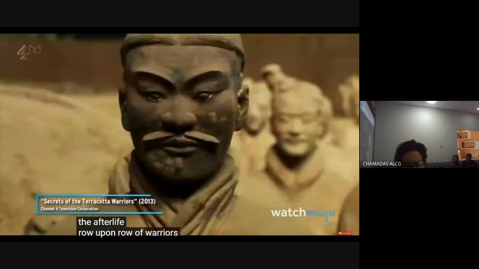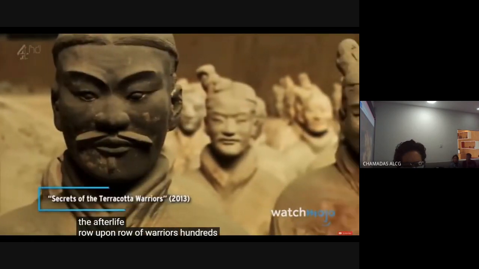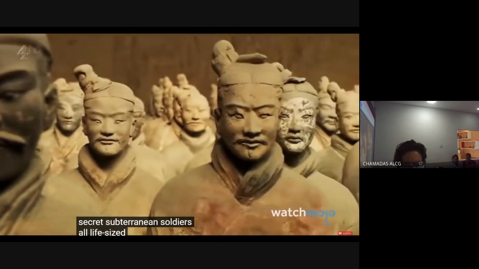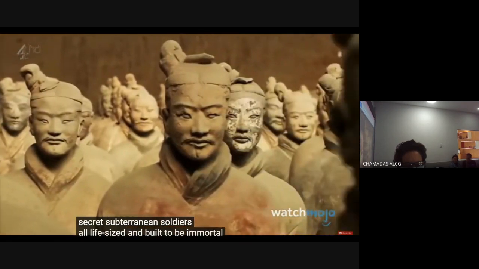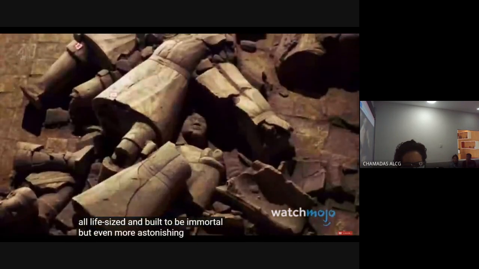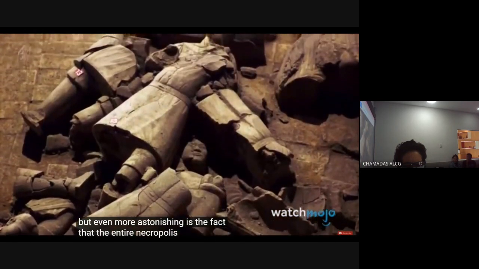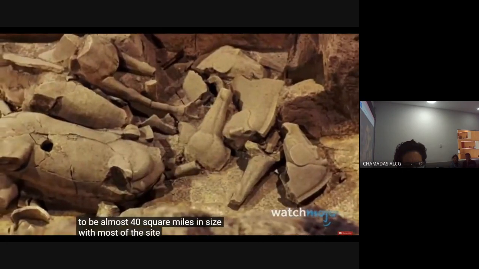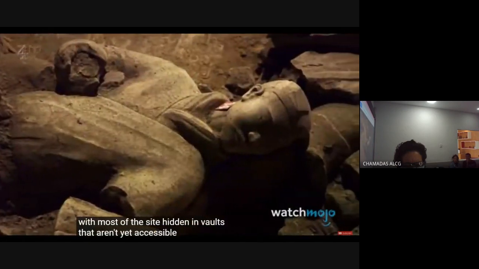Row upon row of warriors, hundreds of secret subterranean soldiers, all life-sized and built to be immortal. But even more astonishing is the fact that the entire necropolis is believed to be almost 40 square miles in size, with most of the site hidden in vaults that aren't yet accessible.